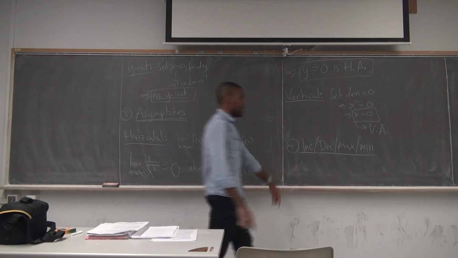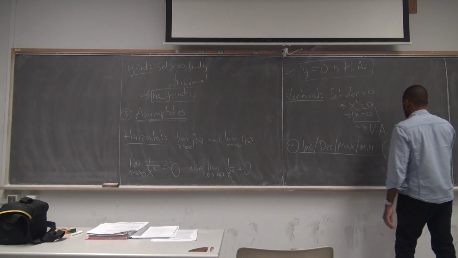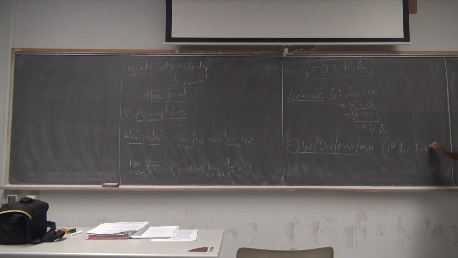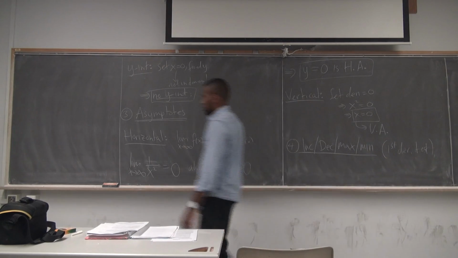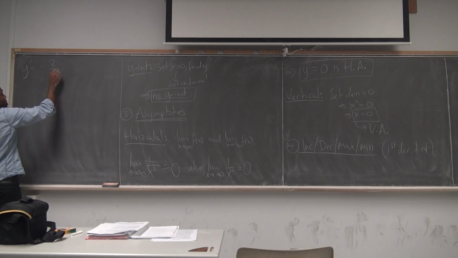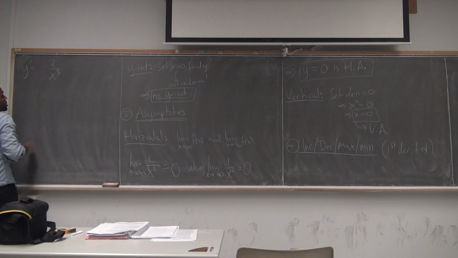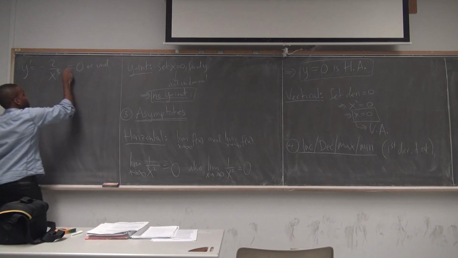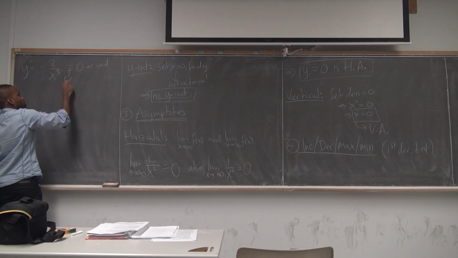So how to find increasing, decreasing, maximums and minimums? You use the first derivative, so you're going to actually use the first derivative test. What we're going to do is find the critical points. Find y prime. In this case, it's 1 over x squared, so it's going to be minus 2 over x cubed, equals 0 or undefined, for critical points.